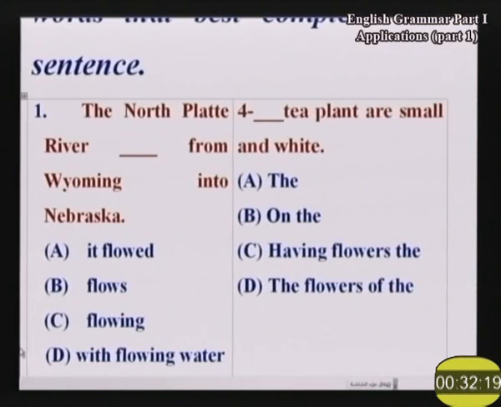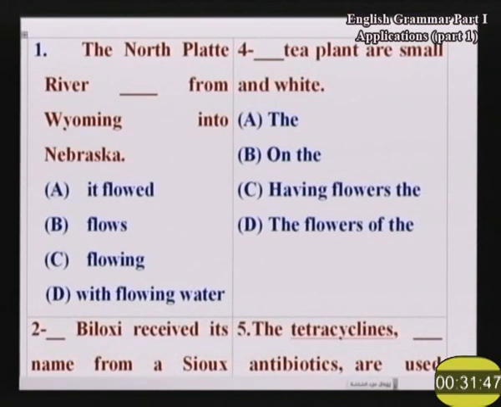طيب, The North Platte River from Wyoming into Nebraska. طيب The North Platte River دي subject. From Wyoming دي prepositional phrase. Into Nebraska another prepositional phrase. يبقى أنا ناقصني هنا إيه؟ دايما بسأل نفسي الجملة دي ناقصة إيه قبل ما أكمل. الجملة دي ناقصة فعل. طيب عندي بقى it flows، ما أقدرش أختار it flows لأن it is a subject. It flowed. طيب وعندي flows is a verb. Flowing is not a verb. With flowing water, this is a prepositional phrase. أنا عايزة verb، يبقى هختار إيه؟ هختار flows.